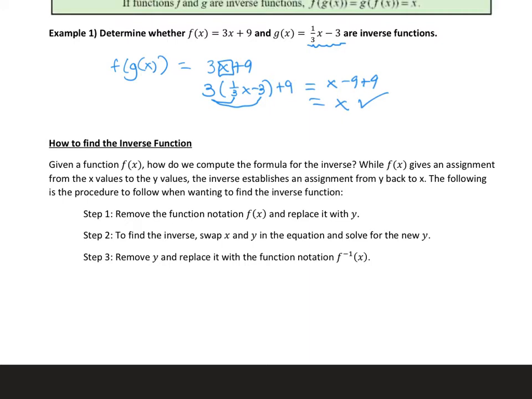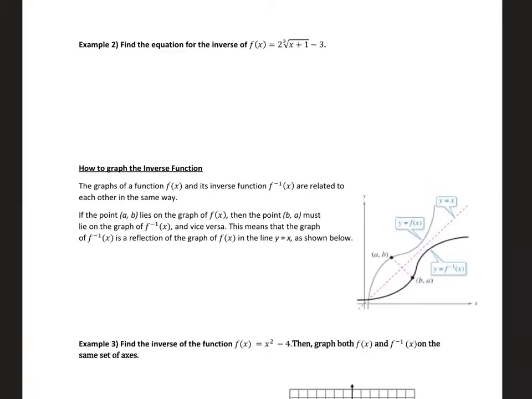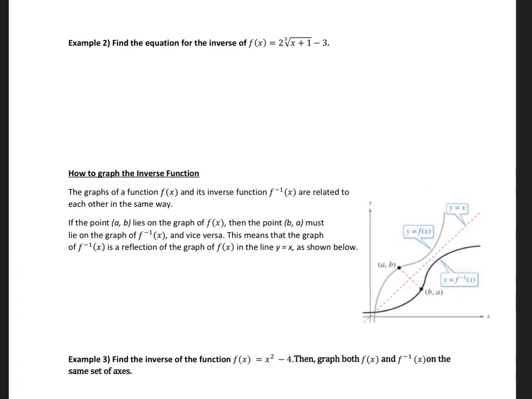This is something that should be familiar to you, as you guys learned how to do this back in intermediate algebra. And then step 3 is just remove y and replace it back with the inverse function notation. So in example 2 here up top, it says find the equation of the inverse of my function f of x equals 2 cube root of x plus 1 minus 3. So as I said before, step 1, change f of x and replace it with y. So y equals 2 cube root of x plus 1 minus 3.